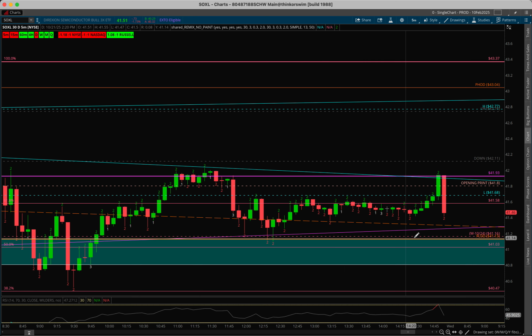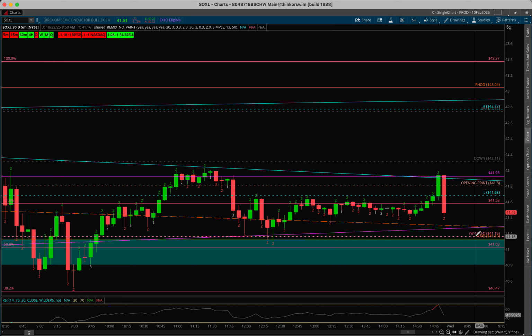All right. Lastly, we've got the week flip, which is right down here, right next to the previous low of day at 41.16. That's basically if price is below that level, the week is red, and if price is above that level, the week is green. So you want to monitor that as well.